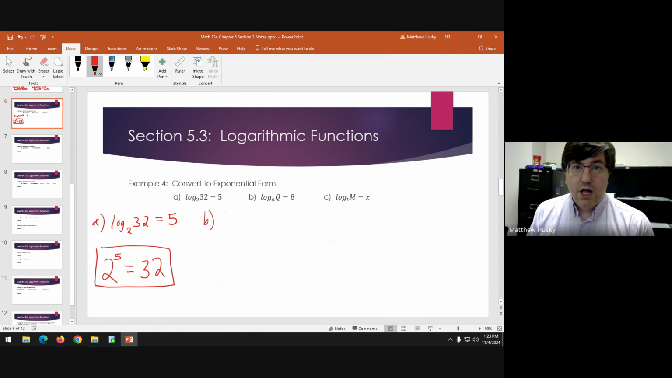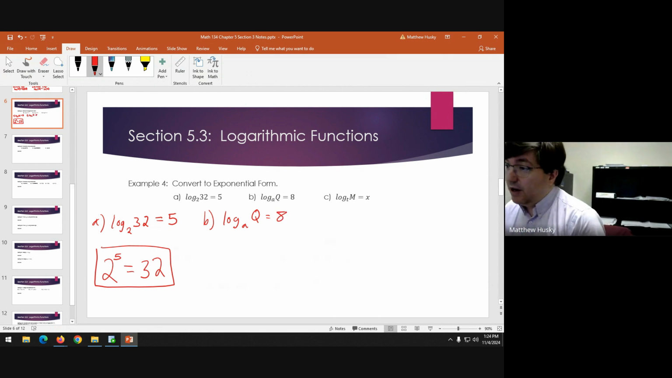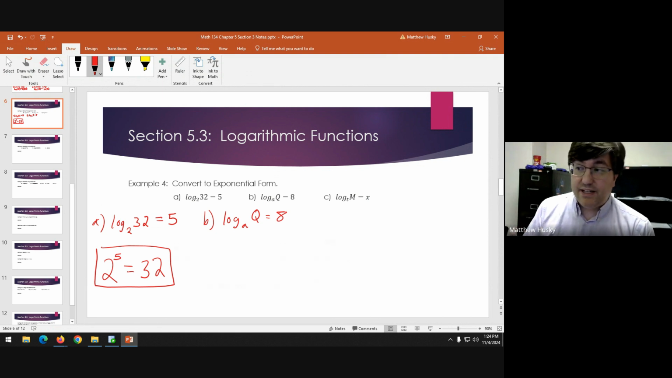For part B, log base A of Q is equal to 8. The base, the number down below, is the same as the big number down below. That's going to be an A. So we're going to have A as our base. The power is going to be what the log equals, so in this case that's going to be 8, A to the 8th power. And that is going to equal capital Q, apparently. There you go. A to the 8th power would equal big Q. Right on.